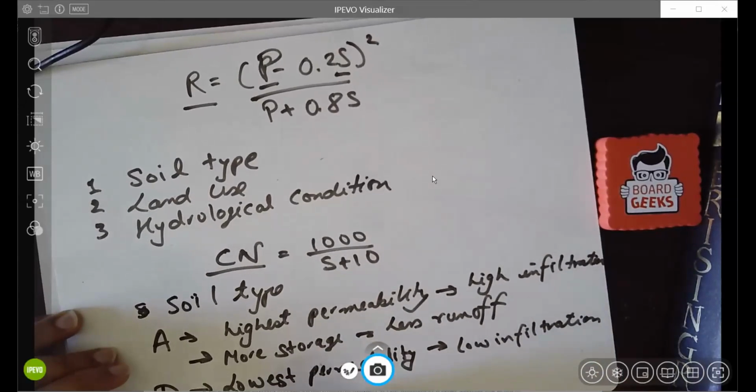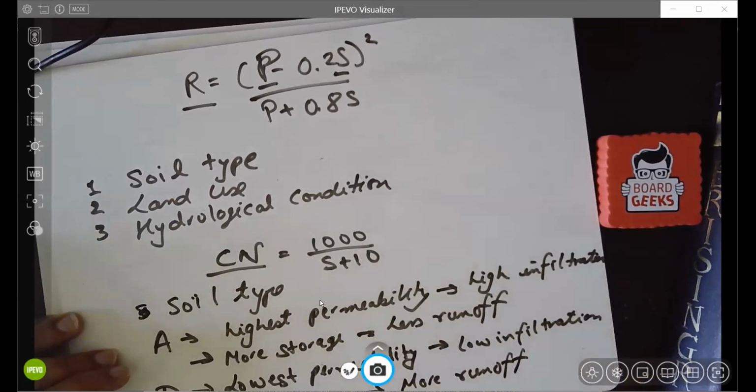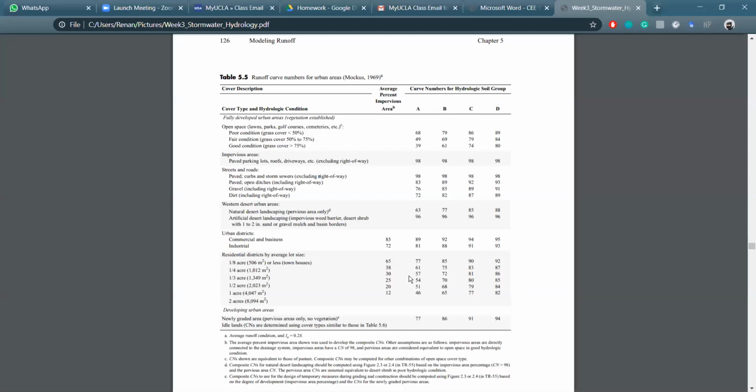Good. So less storage and more runoff. So if you look at the chart, you see for the same type of soil, the curve number increases as you go from A to D. So why is that so?